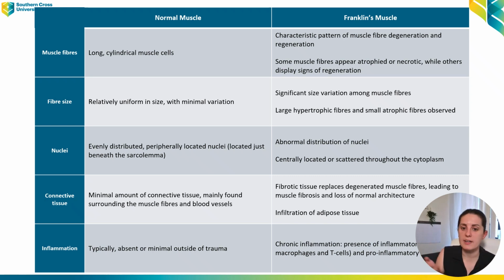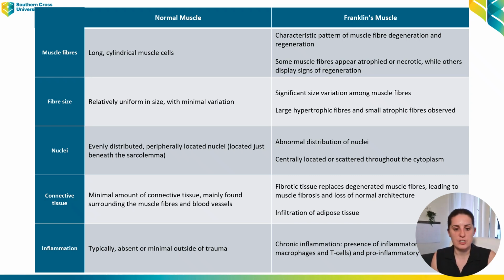Whereas for Franklin, there was a lot of variation in the size of the muscle fibers. And there's large hypertrophic muscles and small atrophic fibers. The nuclei in the healthy tissue is evenly distributed and peripherally located, which is exactly what we would expect. And then for Franklin, we saw the abnormal distribution of the nuclei. Some of them were just right in the center of the cell and scattered throughout the cytoplasm.